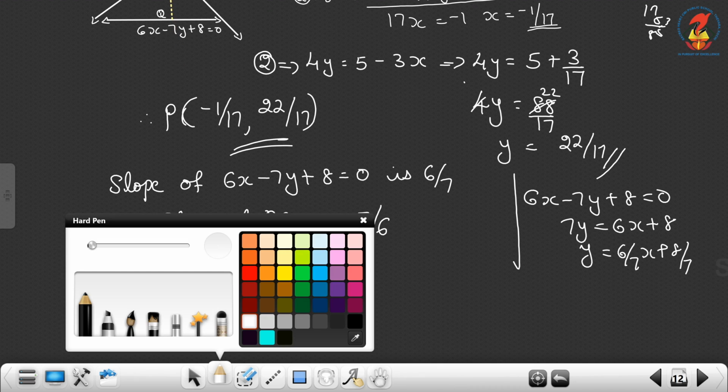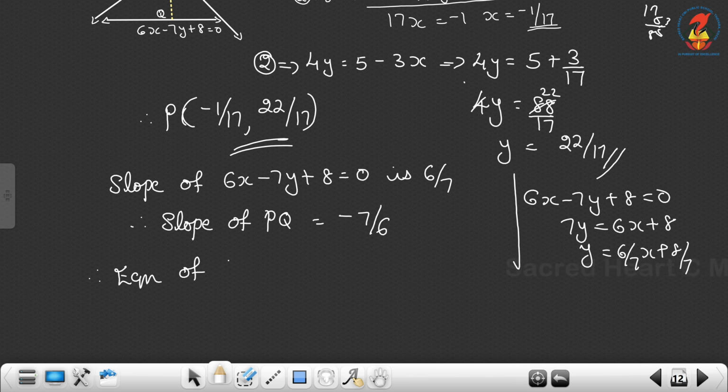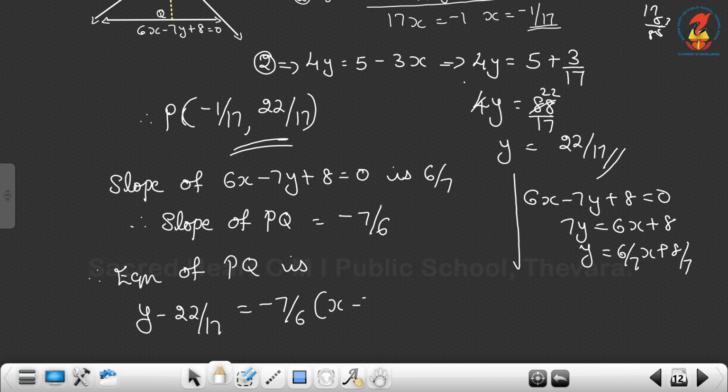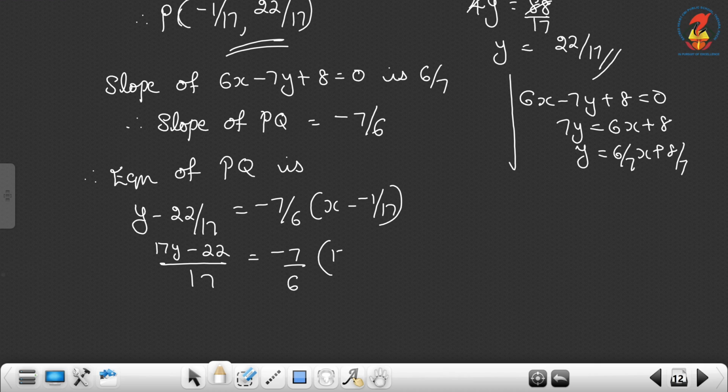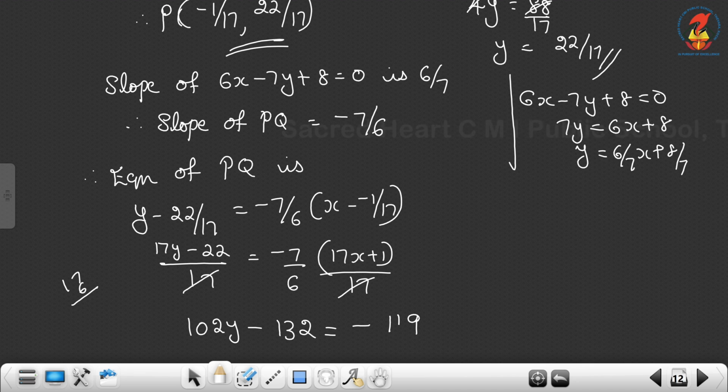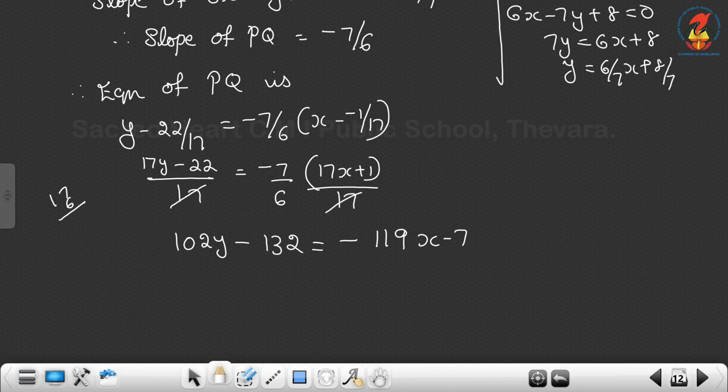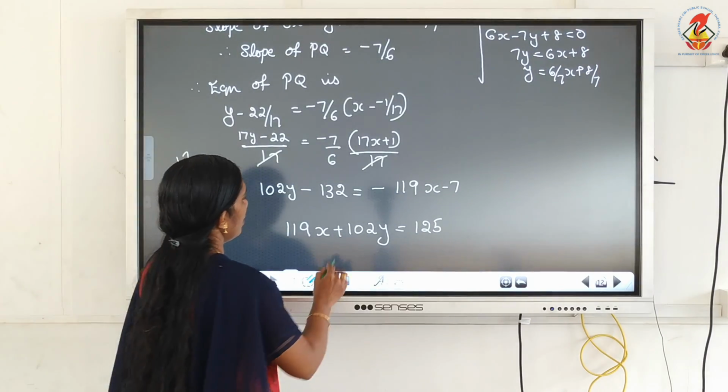Now we can write the equation of PQ. Therefore the equation of PQ is y minus 22 by 17 is equal to m into x minus the x-coordinate of P. So 17y minus 22 by 17 is equal to minus 7 by 6 into 17x plus 1 by 17. 17 and 17 cancel. 6 into 17, 102y minus 132 is equal to minus 119x minus 7, or take x to the left side, 119x plus 102y is equal to 125. So that is the required path.